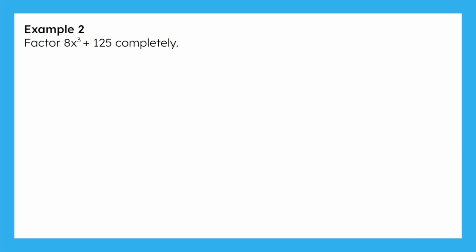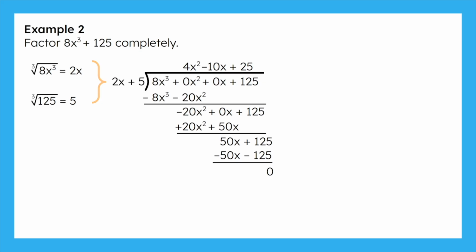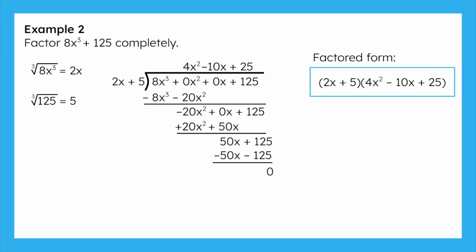Go ahead and check your work. First, I found the cube roots of each term. Notice that the first term of the binomial has a coefficient that is not 1. The factor formed by the roots is 2x plus 5, so I used long division to divide by 2x plus 5 to get the final factored form, 2x plus 5 times 4x squared minus 10x plus 25. Be sure to correct any mistakes before moving on.